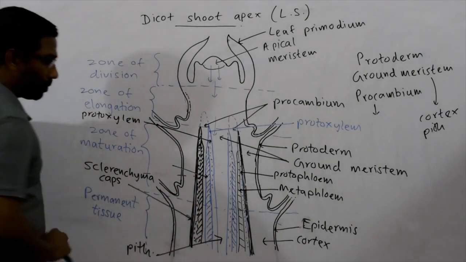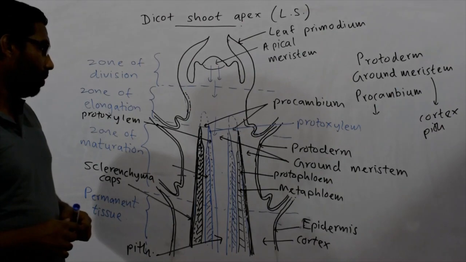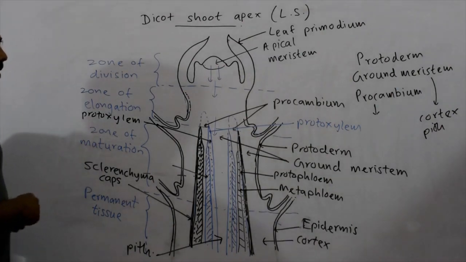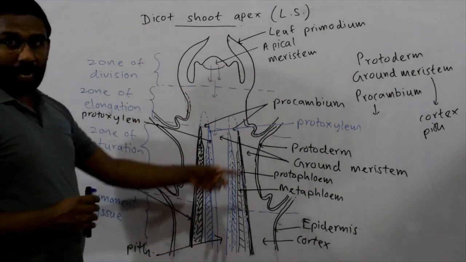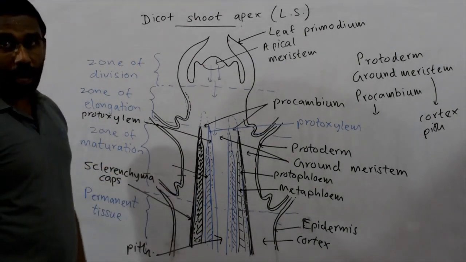So this is the pith. Primary medullary rays can't be indicated in a longitudinal section like this. Okay. Then in addition to that, you can draw the longitudinal section and label all these parts. Then you can understand how permanent tissues are originated.